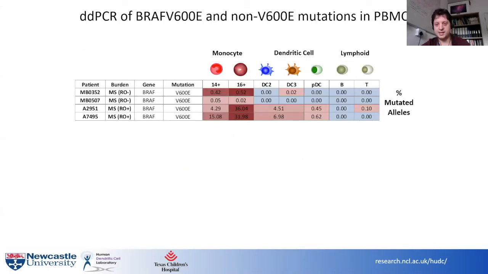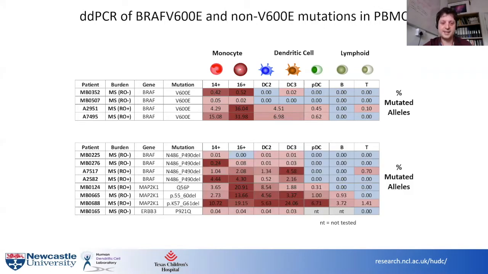So first of all, just looking at some of the V600E controls, which were positive in the PBMC, they showed a similar pattern to what I've previously seen with the mutation present in the myeloid cells and mostly in the monocytes and DCs. Next slide, please.